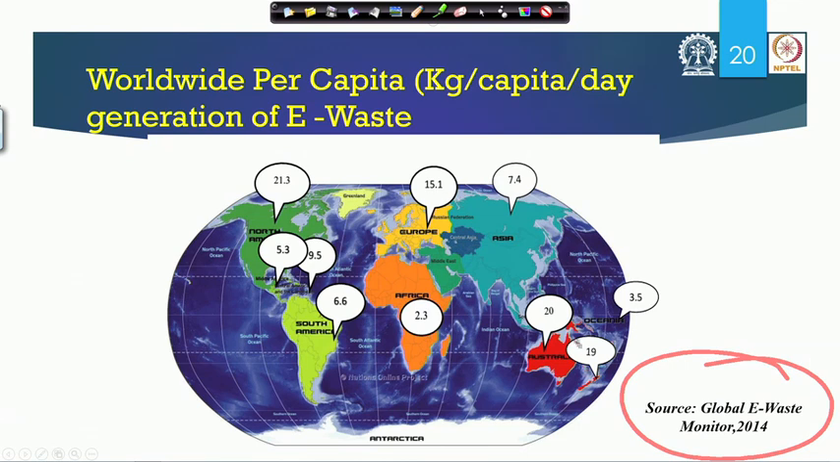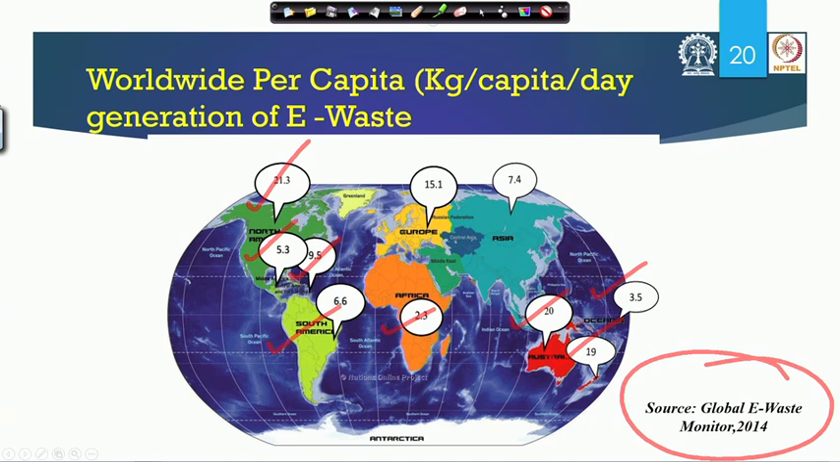Australia and New Zealand are around 20. Australia is 20, New Zealand is 19. Some of the islands here are 3.5. North America is 21.3, which includes the US and Canada. In Latin America, Mexico is 5.3. Some of the Latin American countries are 9.5. South America is 6.6. Africa we already looked at, 2.3.